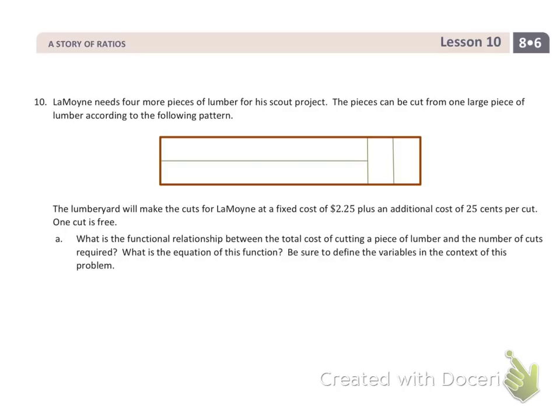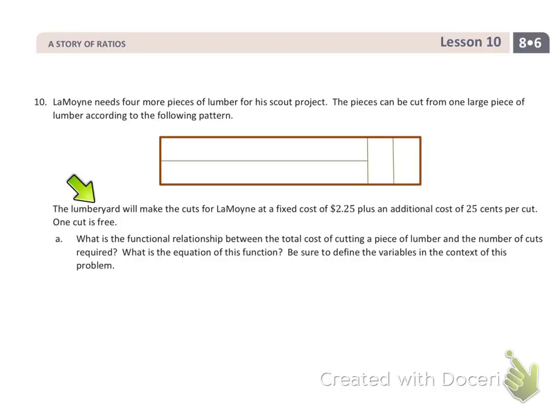Okay, our next exercise is number 10, and let's read it. Lemoyne needs 4 more pieces of lumber for his scout project. The pieces can be cut from one large piece of lumber according to the following pattern. The lumberyard will make the cuts for Lemoyne at a fixed cost of $2.25 plus an additional cost of 25 cents per cut, and one cut is free. Okay, so the first cut they'd make for free, so maybe this one. Then Lemoyne would have another cut here, and then they'd need to cut this piece right here.